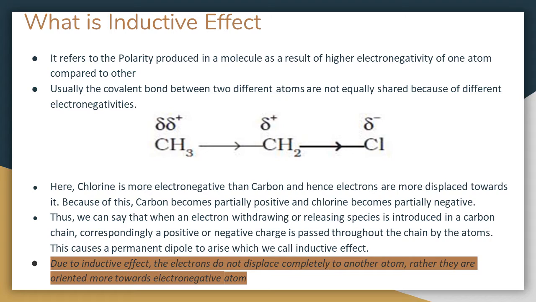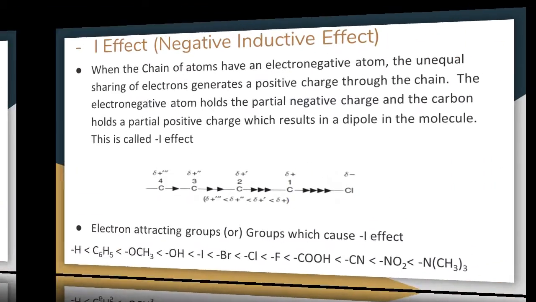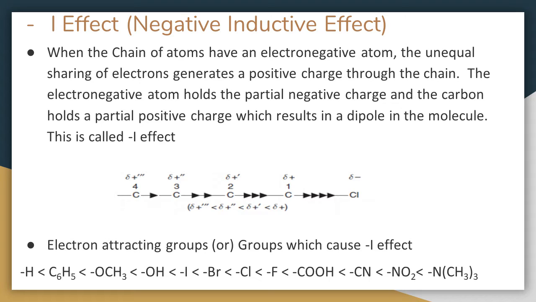Based on the nature of the substituent which is attached to the carbon, the effect becomes either a plus I effect or minus I effect. Because of this inductive effect, the electrons do not completely go to the electronegative atom, but they are oriented more towards the electronegative atom. Let us see in detail what is minus I effect.